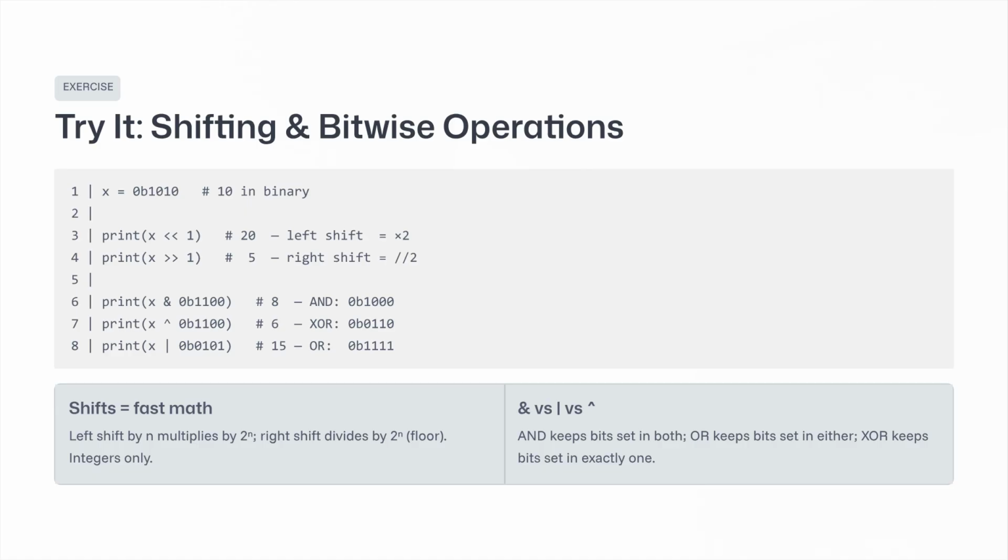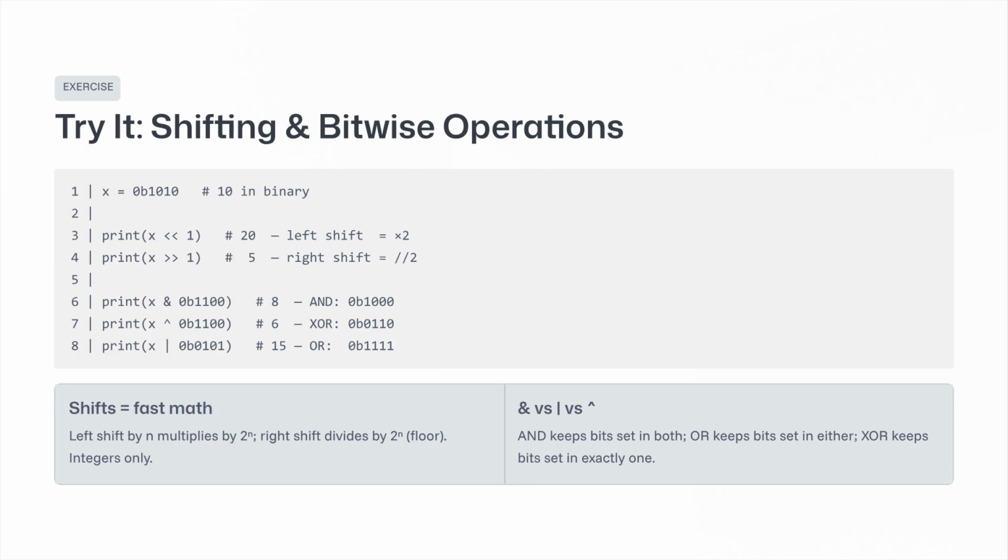Line 6. x and 0b1100. We keep only bits set in both. 1010 and 1100 gives 1000, which is 8. Line 7. x XOR 0b1100. We set bits that are in exactly one operand. 1010 XOR 1100 gives 0110, which is 6. Line 8. x or 0b0101. We set any bit in either. 1010 or 0101 gives 1111, which is 15.